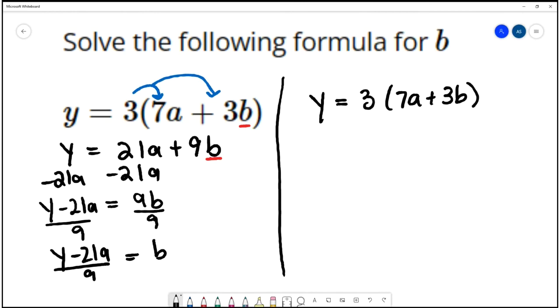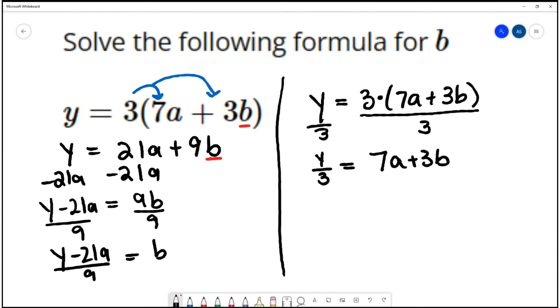The first time we removed the parentheses with the distributive property. This time I'll remove the parentheses by dividing by 3 on both sides. This is multiplication by 3. I'm doing the opposite operation, which is dividing by 3. That's y over 3 equals 7a plus 3 times b. And so you can see that I've removed the parentheses because the multiplication is gone and there's no need for the parentheses anymore once the multiplication is gone.